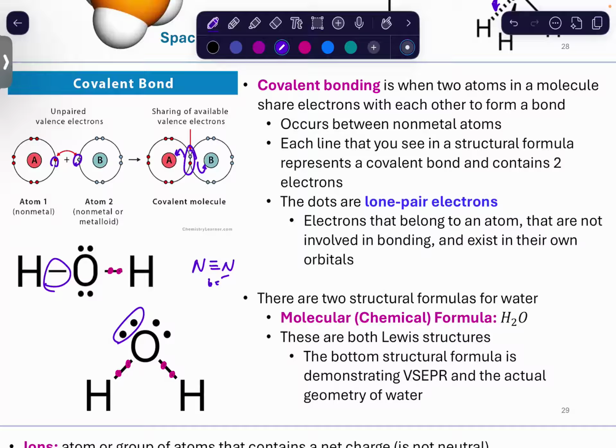So here, of course, you see water. So you can start comparing the Lewis structures and the various ways you might see a molecule to its molecular formula.